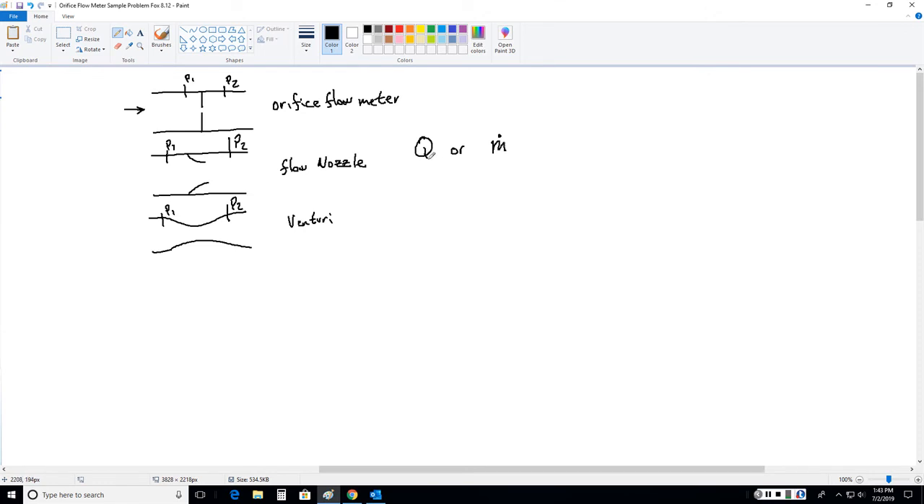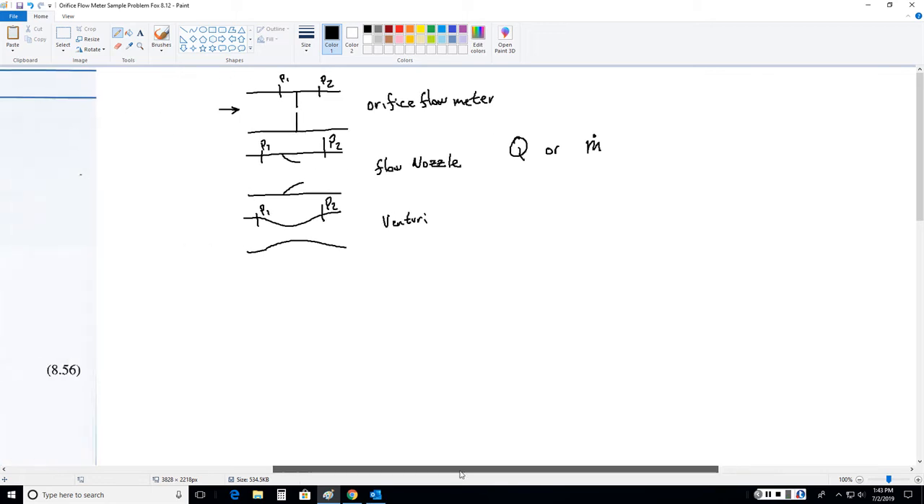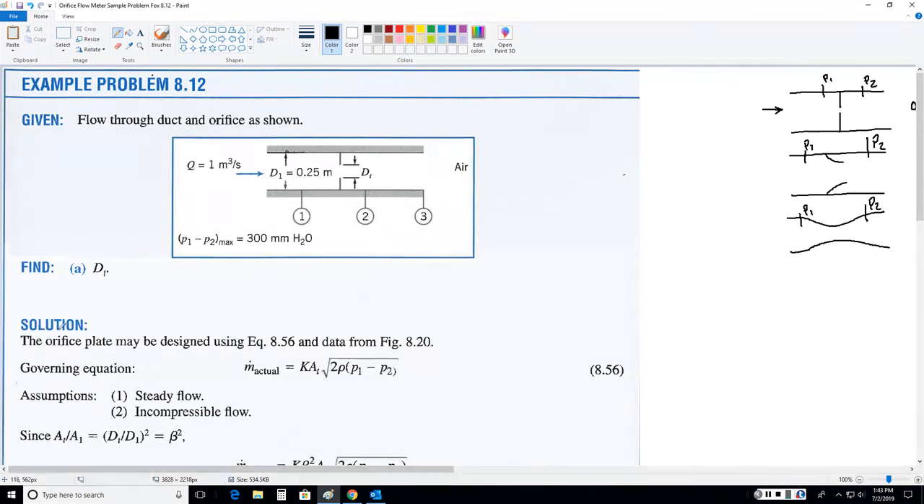When I came up with this problem, the original Orifice flow meter experiment was not working correctly. So I bumped into this example problem 8.12 in Fox, and it was exactly what I was looking for. It gives you the volumetric flow rate, Q. It gives you the diameter of the pipe. It does not give you the opening of the orifice plate, and it also gives you the pressure differential. And that's exactly what you guys have.